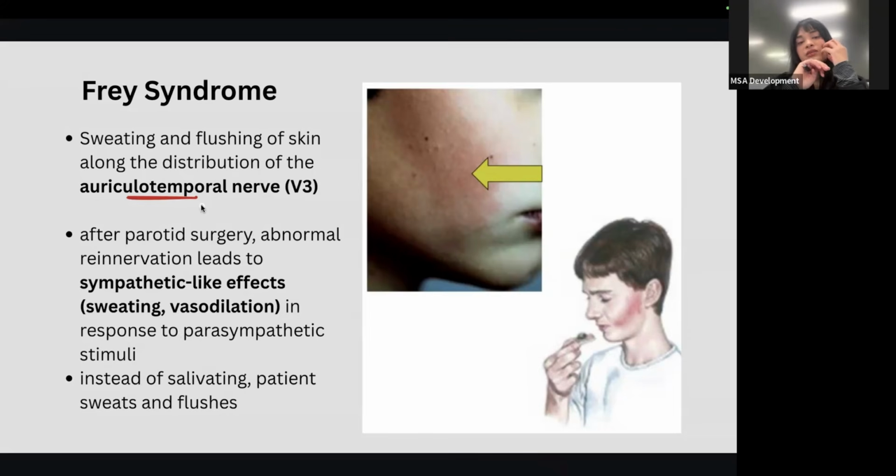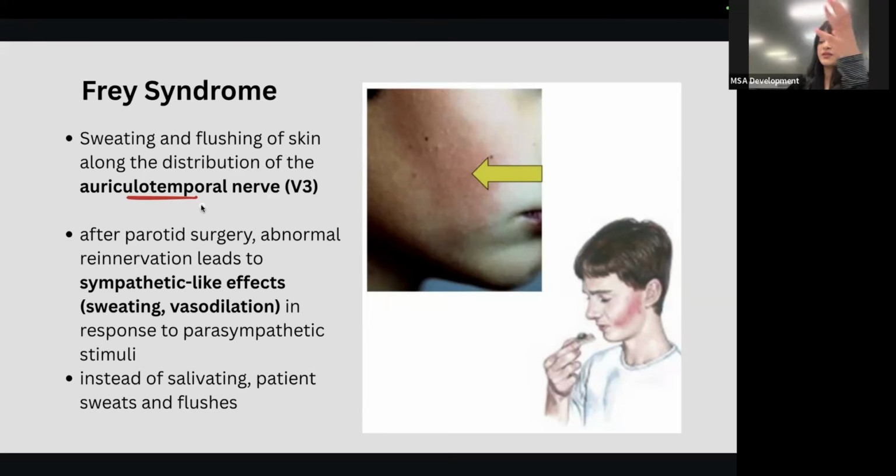okay? But instead of this cranial nerve number 9, secretomotor, going to the parotid gland to make saliva, you know what it does? It goes to the sweat glands and it goes to the cutaneous blood vessels instead. So the parasympathetic nerves regenerate toward the sweat glands and the cutaneous blood vessels.